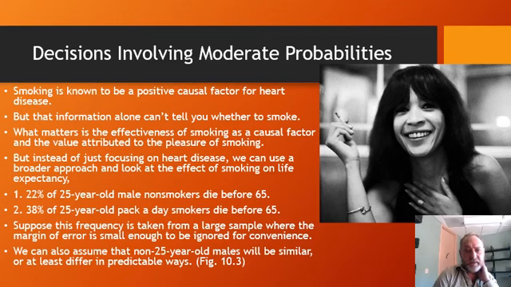So we have some information about the effectiveness of smoking as a causal factor. And each individual can determine the value they attribute to the pleasure of smoking, right? So rather than talk about heart disease in the text, they decide to look at life expectancy, right? So we have this information: 22% of 25-year-old male non-smokers will die before 65. 38% of 25-year-old pack-a-day smokers will die before 65. So it seems like the probability of death before 65 increases with smoking.